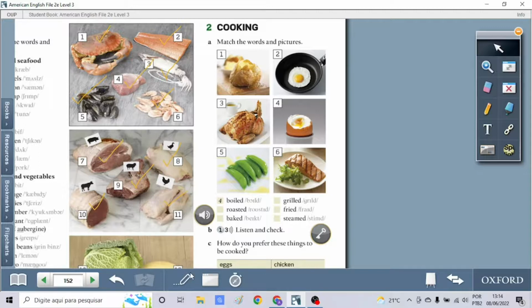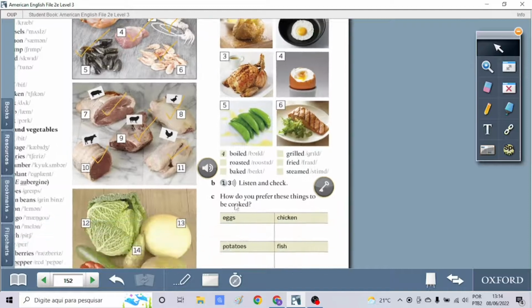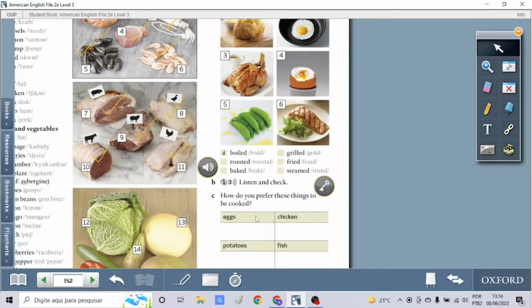Excellent. Very good. Okay, so these are some kind of food and how they are prepared. We can use this vocabulary here to talk about them, okay? For example, the eggs. How do you like your eggs? Do you like them fried, boiled? I prefer mine fried, I guess. Okay, and you.